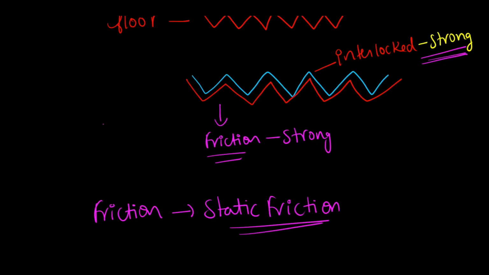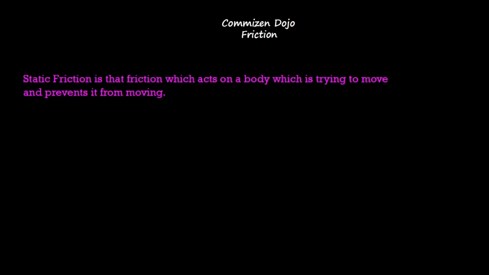So let's look at a more formal definition. So over here, as you can see, static friction is that friction which acts on a body which is trying to move and it prevents it from moving. So this is what static friction is.